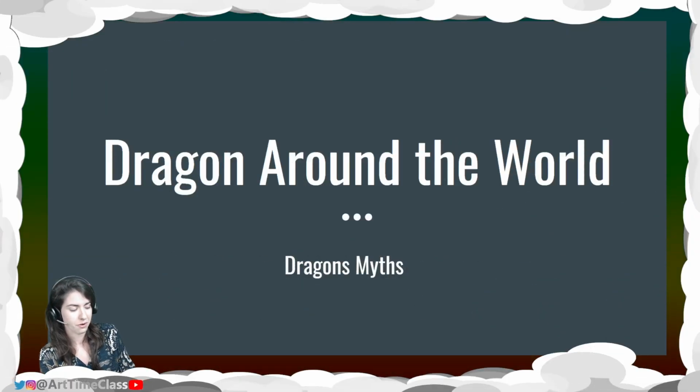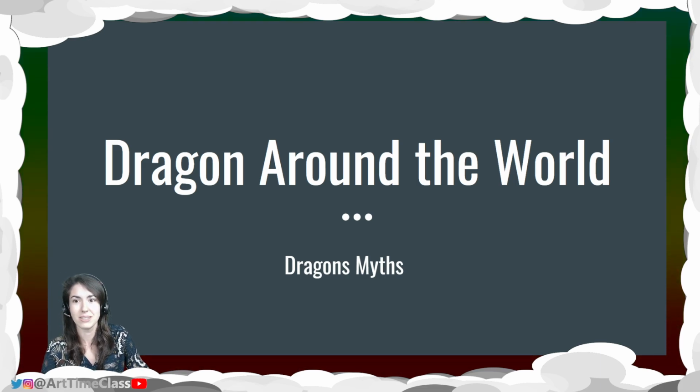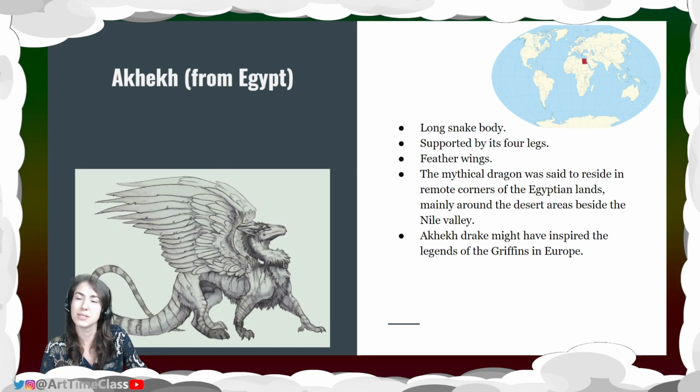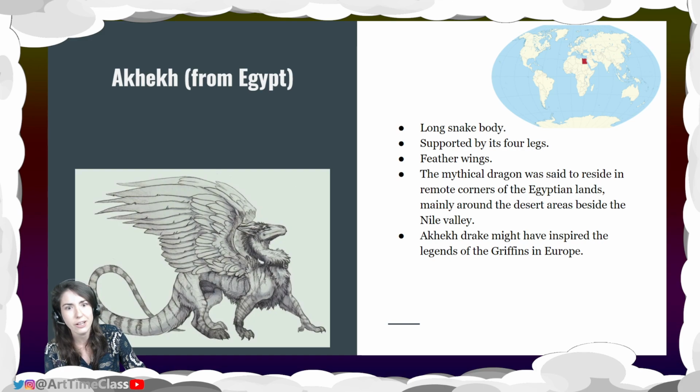So the dragon myth, because dragons aren't real, they're a myth, are found around the world. Let's look at some different types. So here's one from Egypt. This has a long snake-like body, is supported by 4 legs. I like this dragon type because it has lots of fur and feathers. I think that's really cool. So your dragon can have scales or fur or feathers, really your choice.